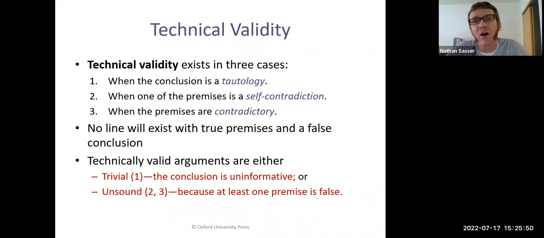Okay. Although these arguments are technically valid, they're stupid. To put it in more precise language, the first kind is trivial because the conclusion is going to be uninformative. You can know that the conclusion is true without even looking at the premises. And the second and third are going to be unsound because at least one premise is going to be false. So they're going to be bad arguments. The point is that logically, they will technically be valid.